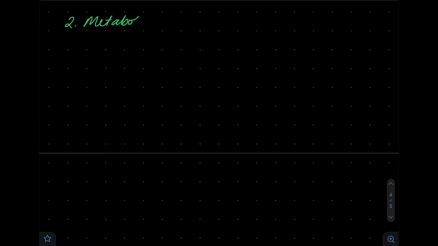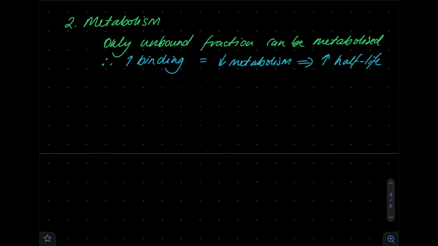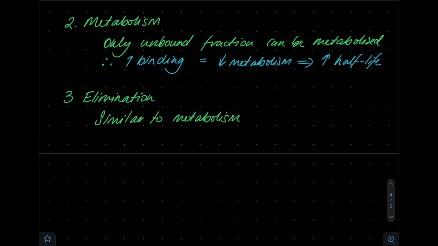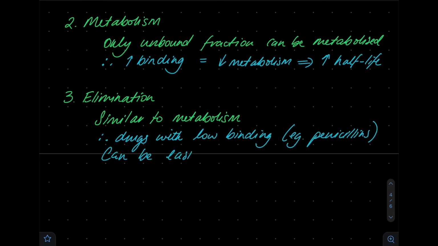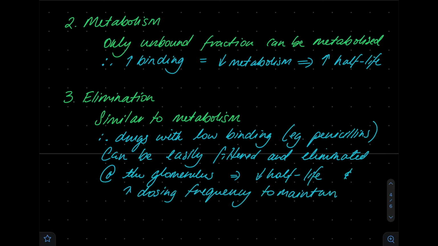Next, onto metabolism. As we said before, only the unbound fraction, or the freely floating drug in plasma, can be metabolized. Therefore, increased protein binding will mean that there is less drug available to be metabolized, and this will prolong drug half-life. Thirdly, elimination, where only the unbound fraction of drug can be eliminated. Therefore, drugs with low protein binding, such as penicillins, can be easily filtered and eliminated at the glomerulus in the kidney. This means they will have a short half-life and require increased dosing frequency to maintain a therapeutic drug concentration.